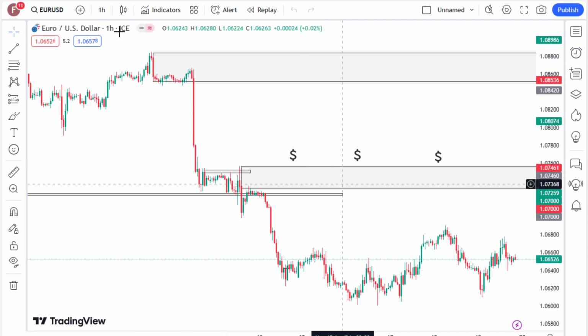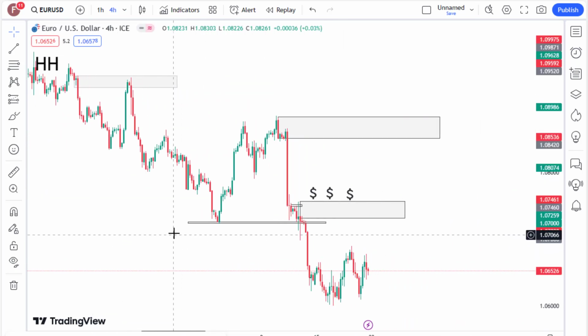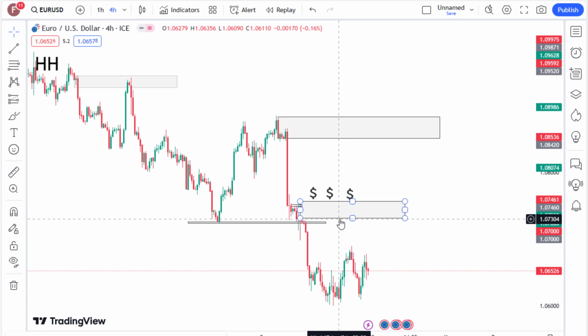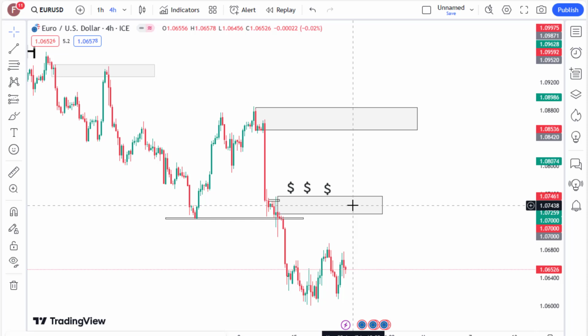So let's see Euro US dollar. Euro US dollar is actually consolidating. So for the meantime, we are just going to be looking at it, right? We have an order block here that's been created. We had an unmitigated order block, and price can pull back to this order block to sell, right? So we are going to be looking.